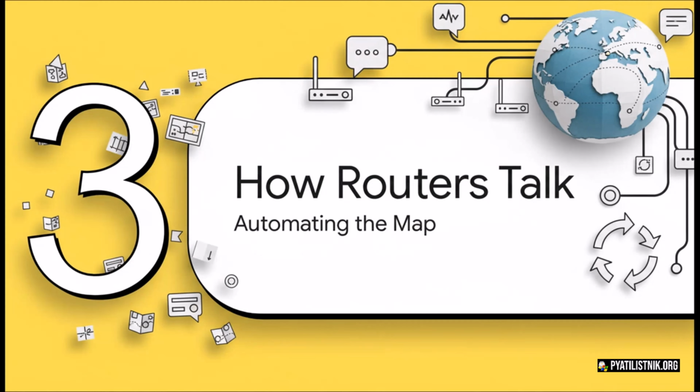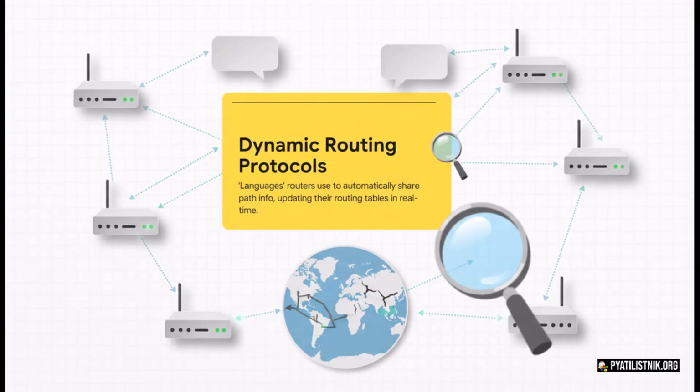Okay, so manually setting up static routes, that's fine for a small network. But the internet has almost a million routes, and they're changing all the time. You just can't have people updating all of that by hand. It's impossible. So we need a system where routers can build and update their own maps automatically. And that system is called dynamic routing.